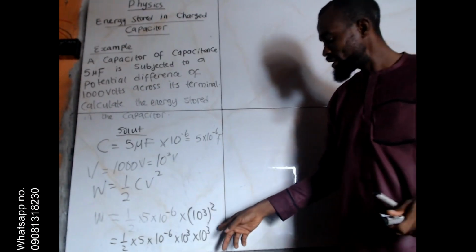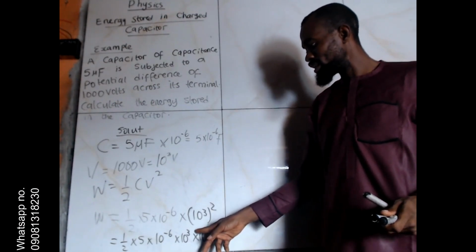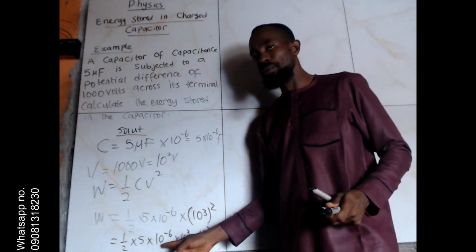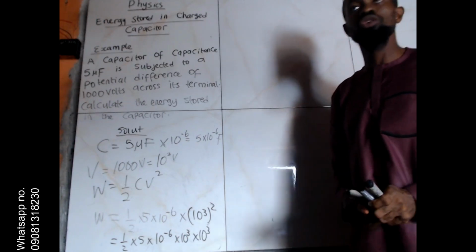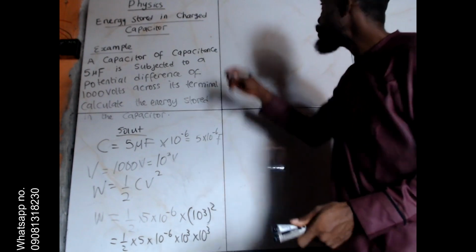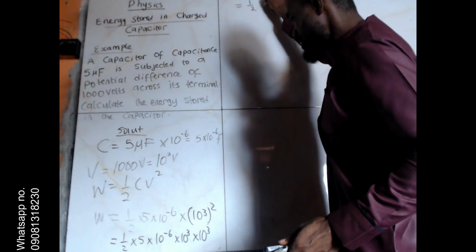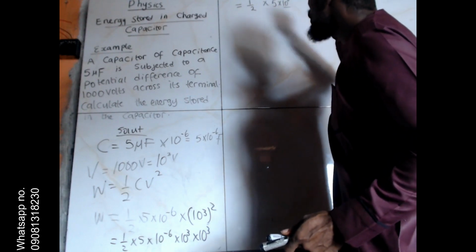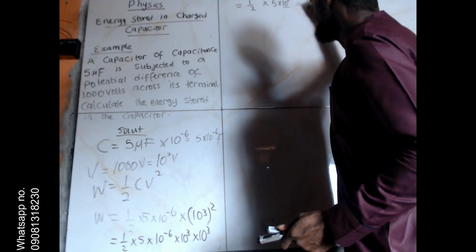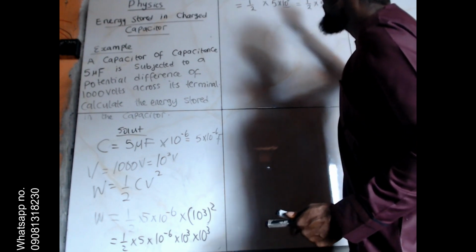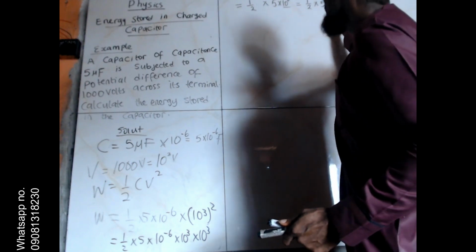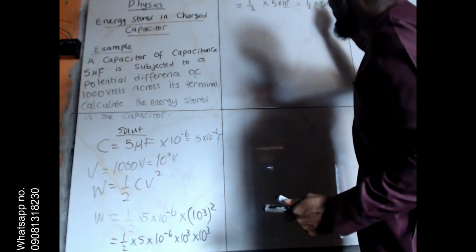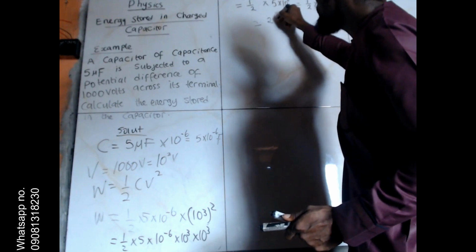Then 10 raised to the power 3 times 10 raised to the power 3 will give us 10 raised to the power 6. And 10 raised to the power 6 times 10 raised to the power minus 6 will give us 10 raised to the power 0, which is 1. So we are left with 1 over 2 times 5 times 1, which is 5, divided by 2 will give us 2.5.